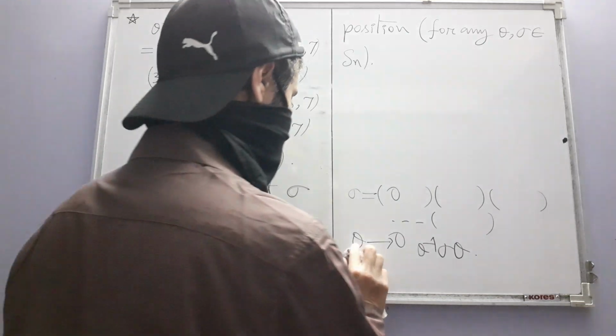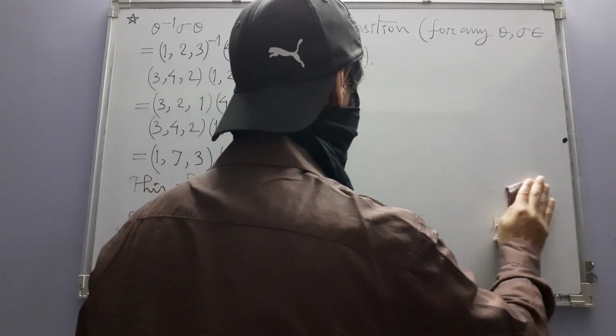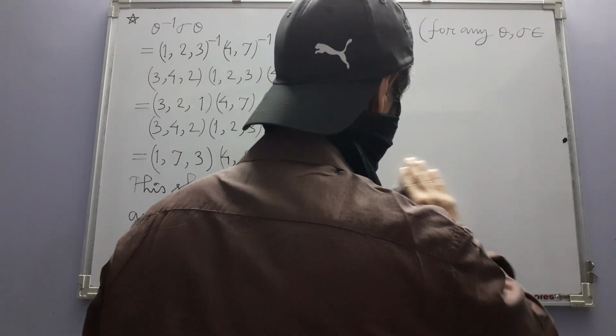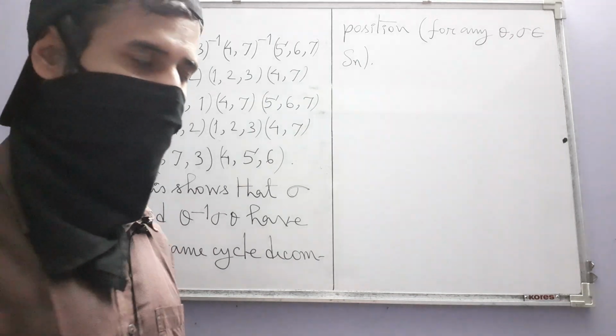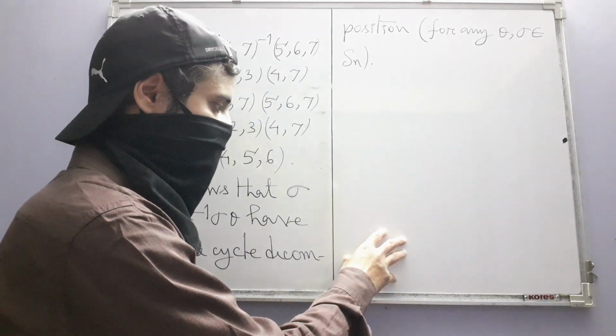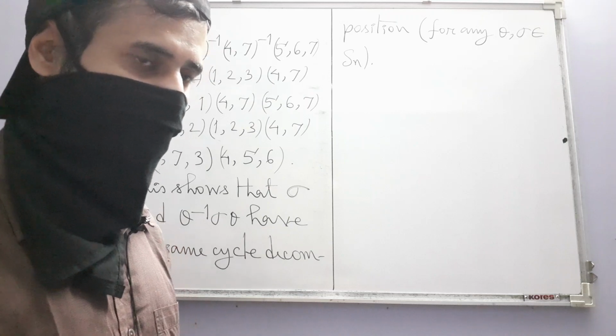But what about this? This is somewhat okay, it's easy. But what about the converse? If two permutations have the same cycle decomposition, then we are saying that they should also be conjugate. Can that also be seen? Yes.